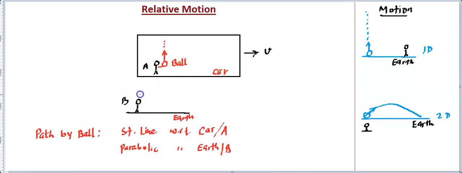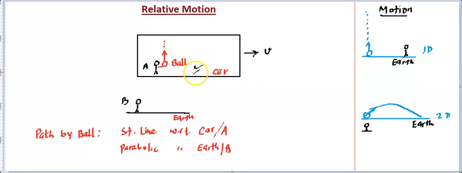So on which reference we are looking at the object's motion, that's very important. And we cannot say that whatever A is claiming, B is going to claim all the same things. Since their paths are different, we can think of their motions as entirely different. Hence, we need to learn how these motions are going to be when we change our frame of reference or consider one frame of reference.